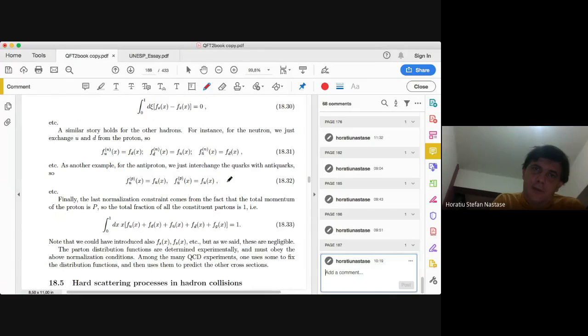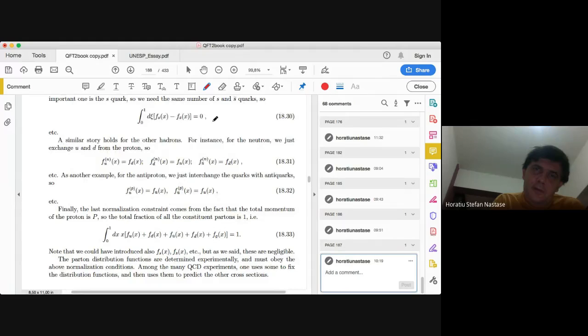So the gluons have none of these charges, but gluons in principle are also constituent partons. So I have to consider this. So the integral of x of all of these must be equal to 1. So the total fraction must be equal to 1. But of course, I could have added Fs and Fs bar as well. That was here, but this is very small. And then for the other quarks, it's even smaller.